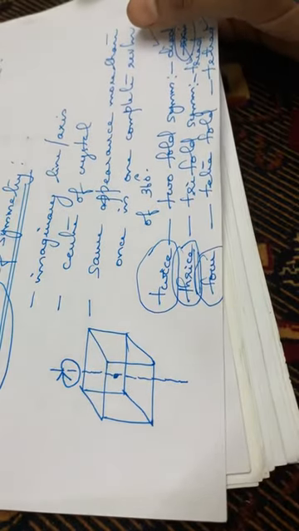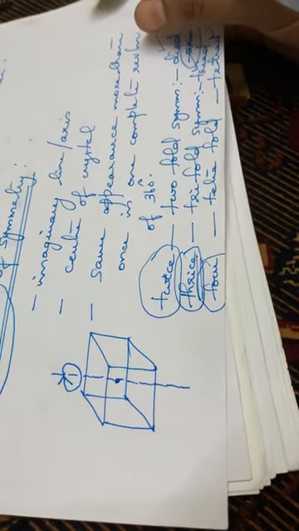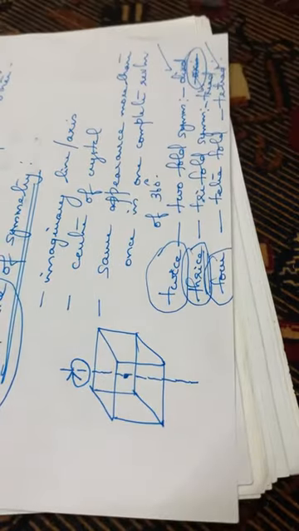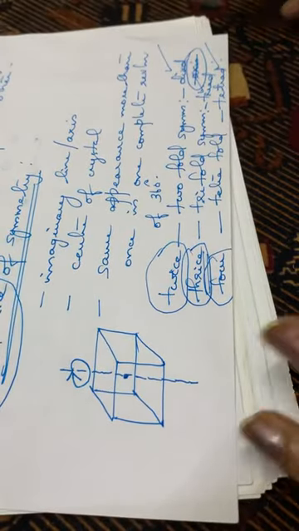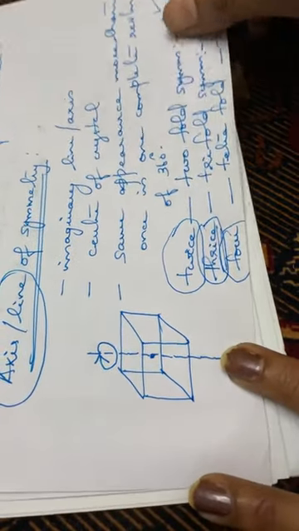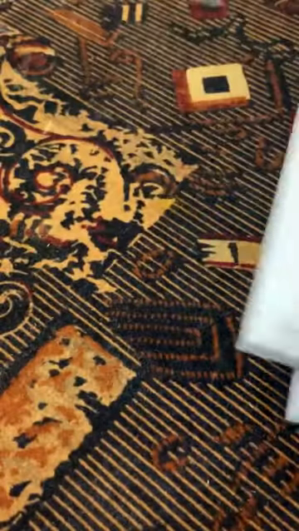Then comes the center of symmetry. Hope you understood these two, plane of symmetry as well as axis of symmetry. These are very important, and you have to understand the terms. Don't learn these topics by heart, otherwise it will be difficult for you.